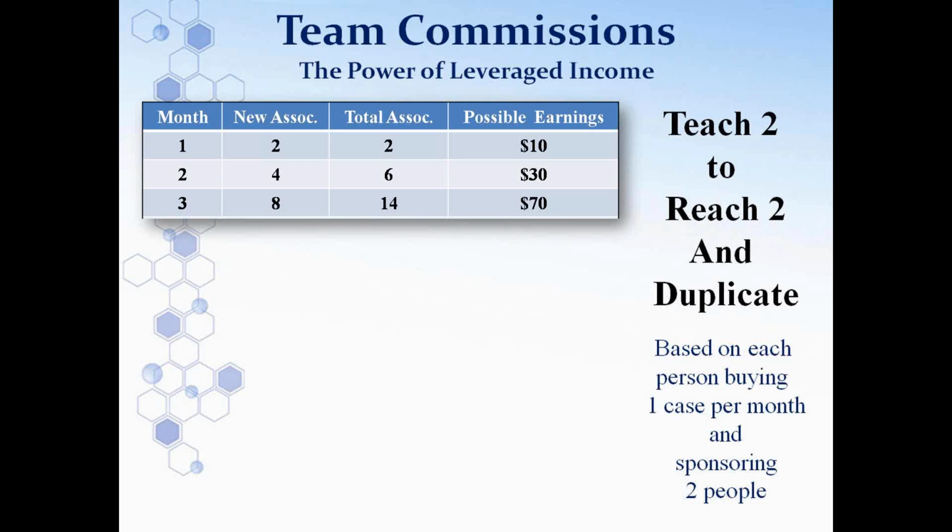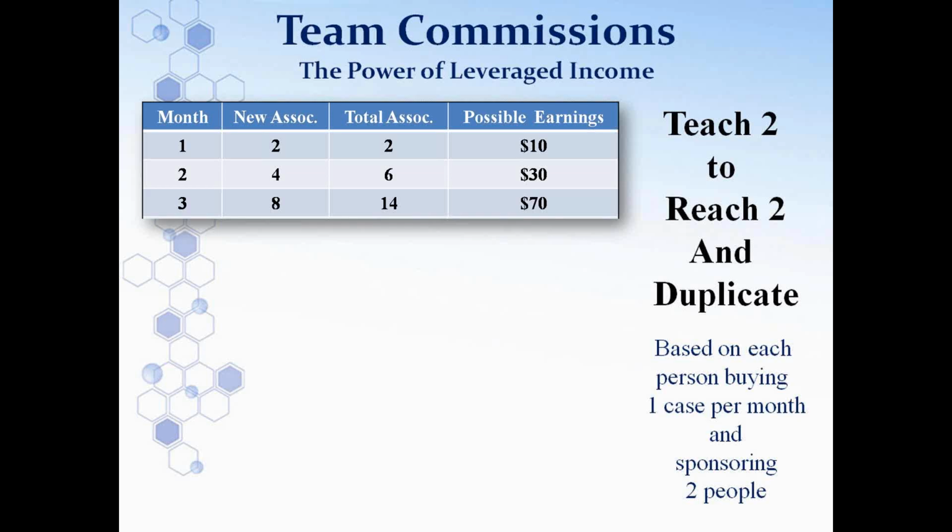Now, here's the thing. No one's going to get a single customer in my example here. The only customer they're going to have is themselves, using 1 case of ASEA each month, or 4 tubes of Renew, whatever, but at least a case of ASEA or 4 tubes of Renew a month.